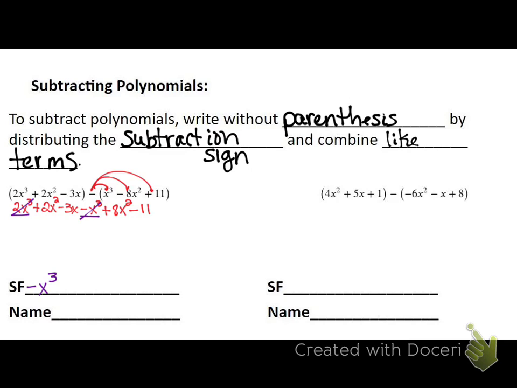Do I need to put that 1 there? No. Okay. What's the next highest degree?